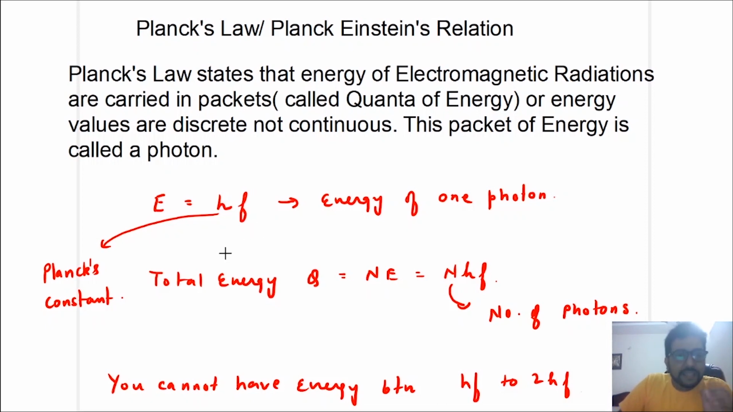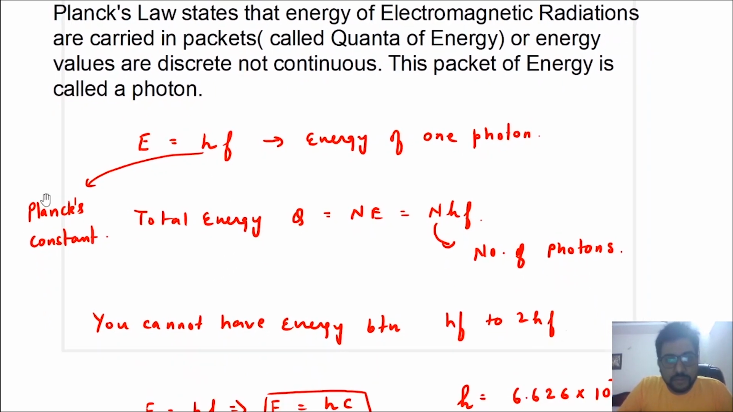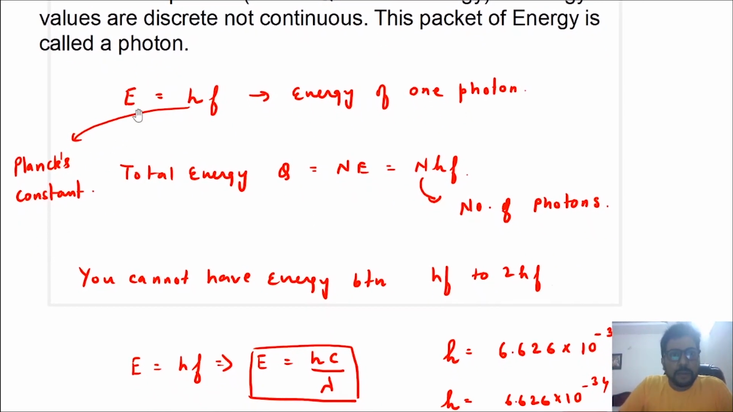So because the energy is discrete, you cannot have 1.5 packets of energy or half a packet of energy. You cannot have any energy between hf and 2hf. You will always have an integral multiple of the energy of one packet. Okay. So now E is equal to hf.